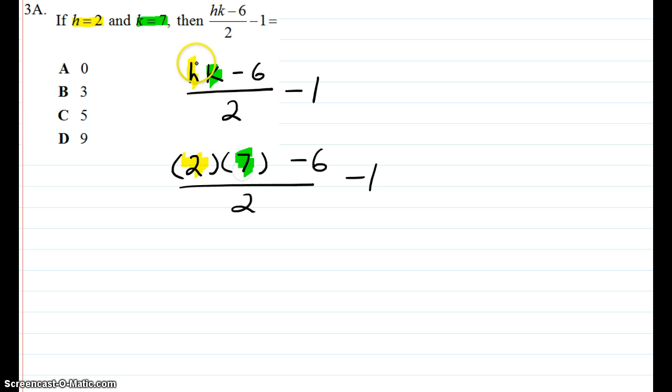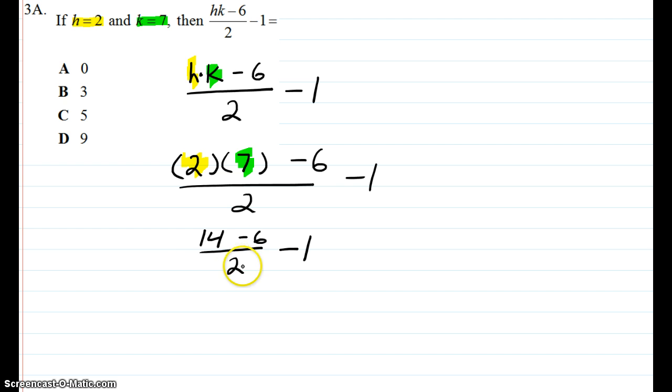And so when you have a letter next to a letter in math, that means we're going to multiply them. And so when we have parentheses next to parentheses, that means we're going to multiply. So we're going to go 2 times 7. That's going to give us a 14. And now we just rewrite everything over without doing any other math. We're going to do one step at a time.